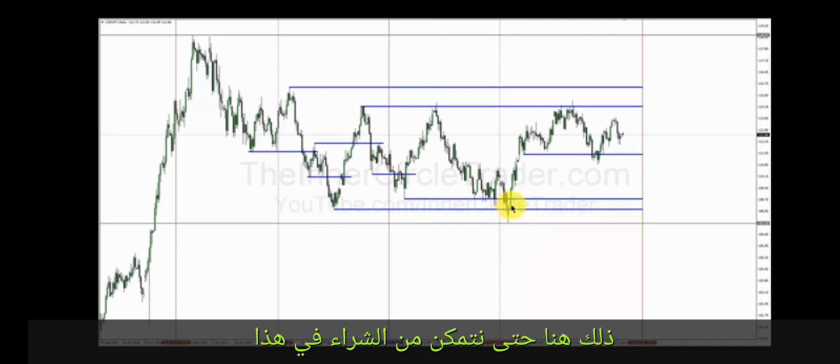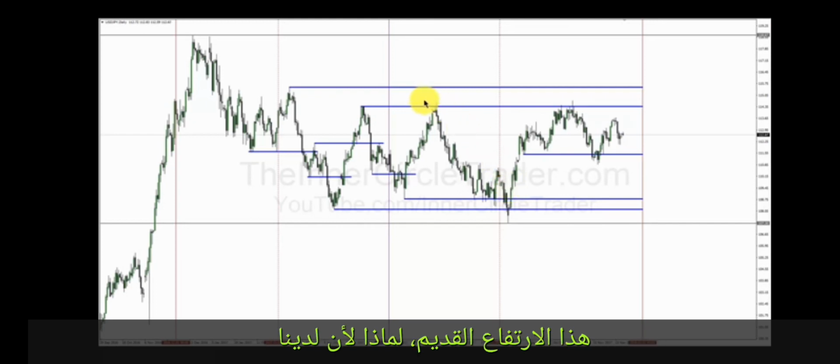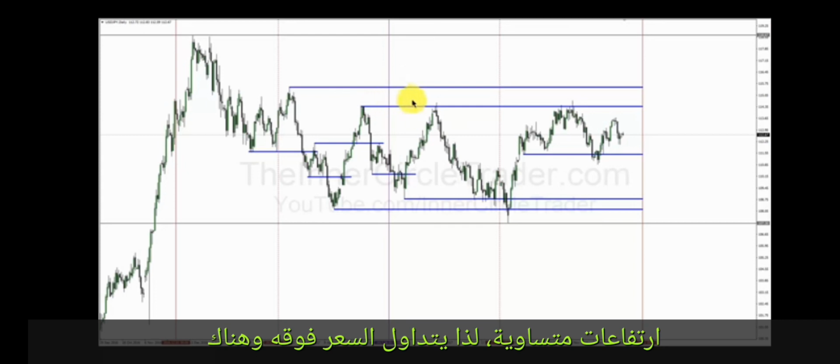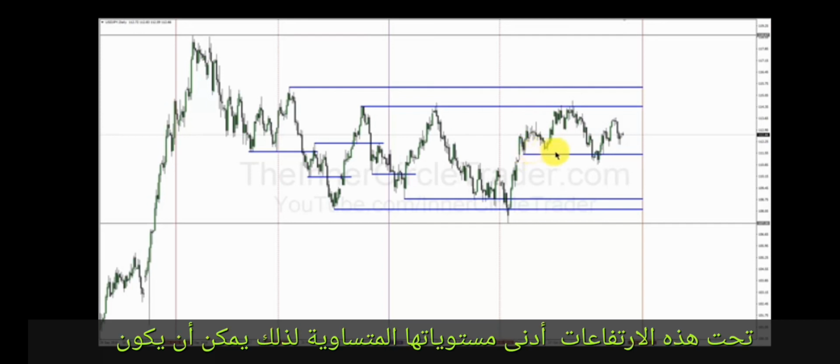So we could be a buyer on this day here and look for what? Price to trade to where? This old high. Why? Because we have equal highs. So price trades above it, and there's your opportunity right there. This becomes another trade because we have equal highs. It's rallied through that. What are you going to be reaching for? Market below these equal lows.